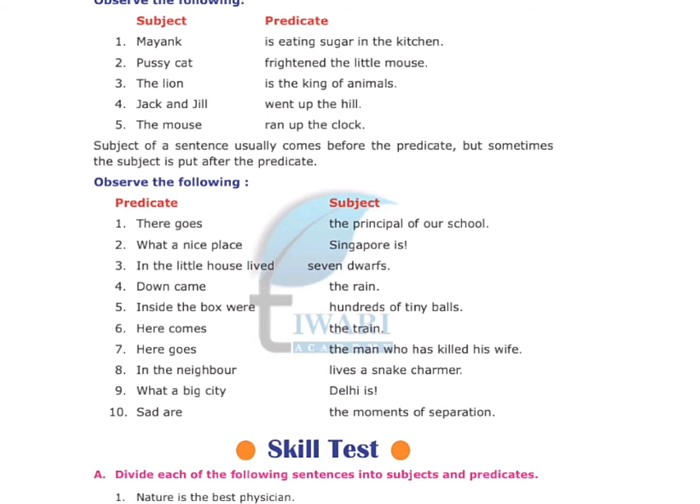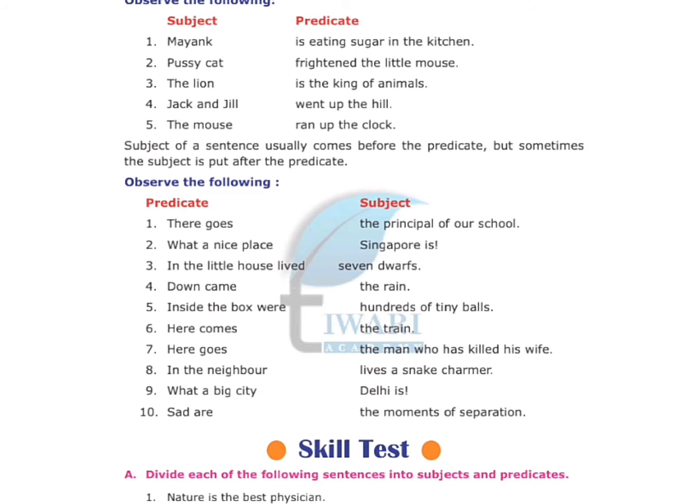The subject of a sentence usually comes before the predicate, but sometimes the subject is put after the predicate. So observe the following predicates. There goes, what a nice place, in a little house lived, down came, inside the box were, here comes, here goes, in the neighbor, what a big city. Subjects: the principal of our school, Singapore, the rain, hundreds of tiny balls, the train.